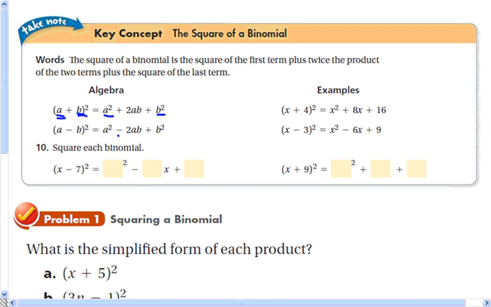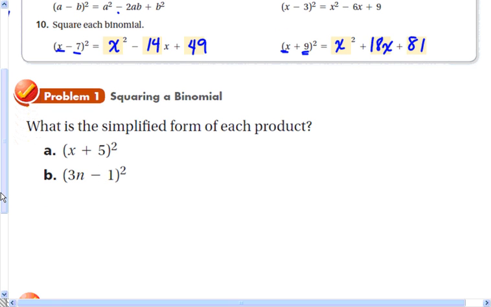So to do this problem, we're just going to do the first term squared, x squared. And for the last term, we're going to do negative 7 multiplied by itself, which is 49. And for the middle term, we're just going to take x times negative 7, which is negative 7x, and double it, which makes negative 14x. For this example, we can take x squared, 9 squared for the last term. For the middle term, we can just do x times 9, which is 9x, and double it makes 18x. All right, so the simplified form here would be, and if you want to pause and check back with your answer, which you certainly can do, pause now.